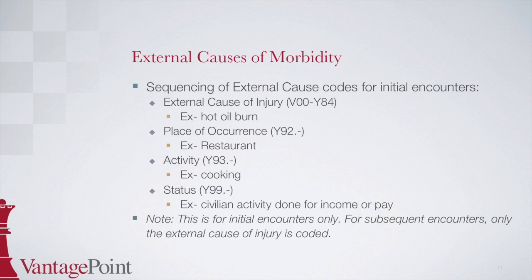This would be followed by the place of occurrence code, which in our example is a restaurant. Next is the activity code, which would be cooking. Finally, the status of the patient, if applicable, and in our example it is important because the cook was at work, so we would use the code for civilian activity done for income or pay.